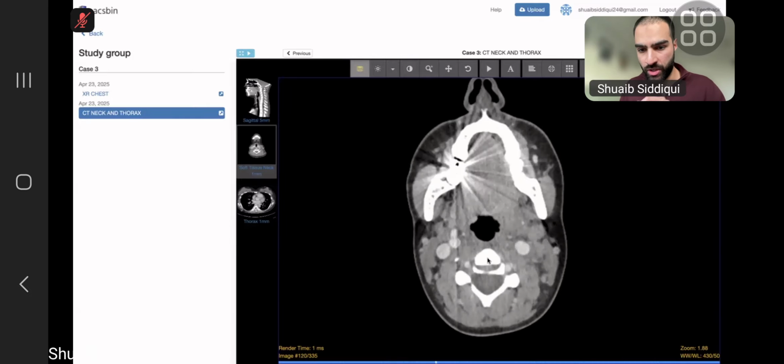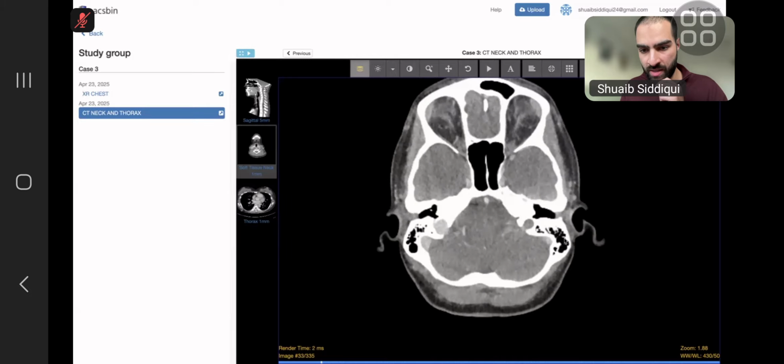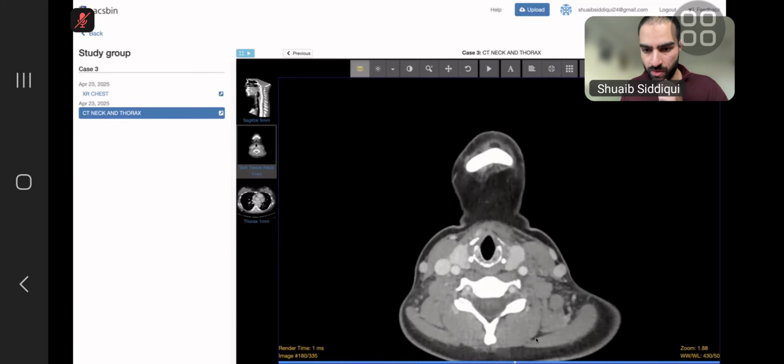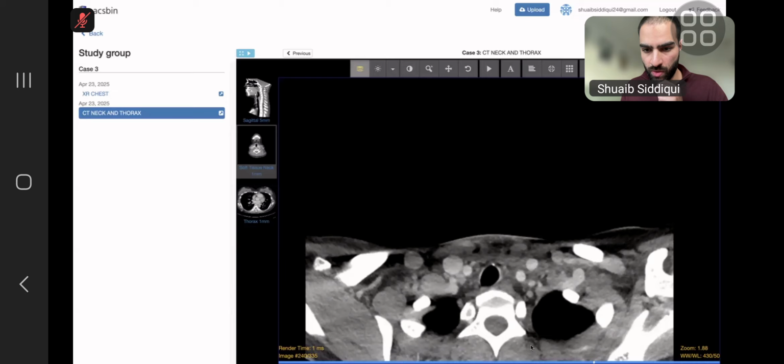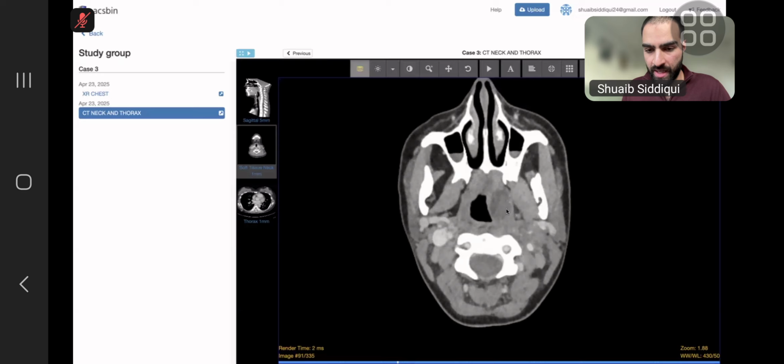So you can see there's asymmetry. You've got two vessels here, one vessel here. There's an IJV thrombus. It extends all the way up to the sigmoid sinus, and it extends down quite far inferiorly there. So they've got a combination of a collection and an IJV thrombus.